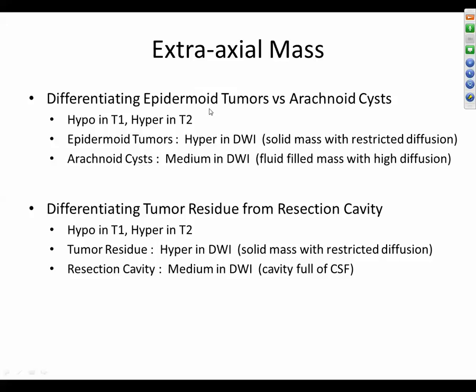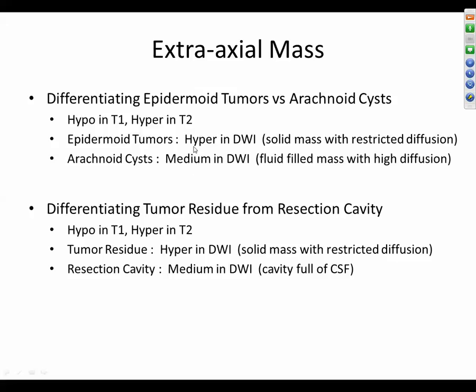Except for detection, DWI can be used to differentiate extraaxial masses. For example, there are 2 types of tumor. One is epidermoid tumor, the other is some cyst. They both look dark in T1 weighted image and bright in T2 weighted image. So without diffusion, they have similar appearance and are hard to differentiate. But since the epidermoid tumor is solid, the diffusion is restricted. It looks bright in DWI, and this cystic lesion is more like fluid, so it looks relatively dark.